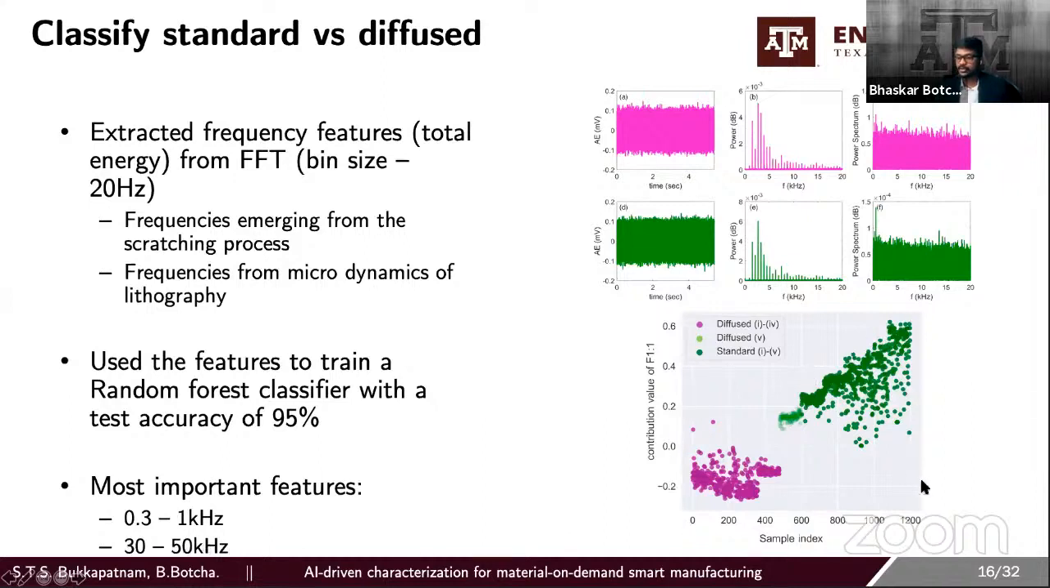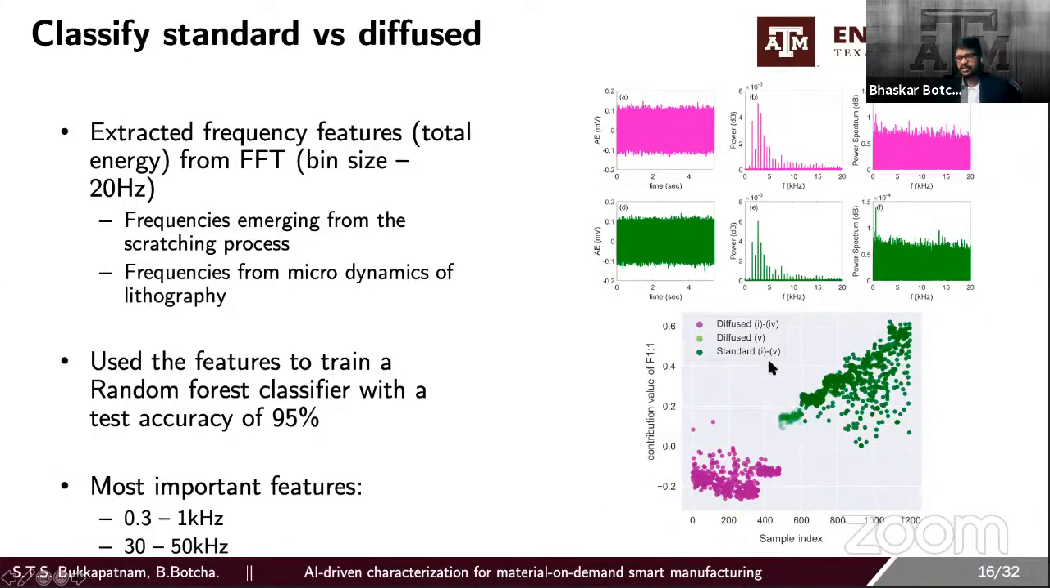And this particular plot shows the value of importance versus all these different samples where the scratching has happened. And we can clearly see with the naked eye that we can draw a line and say that anything falling above this particular area belongs to standard microstructure, and anything here is the diffused microstructure.